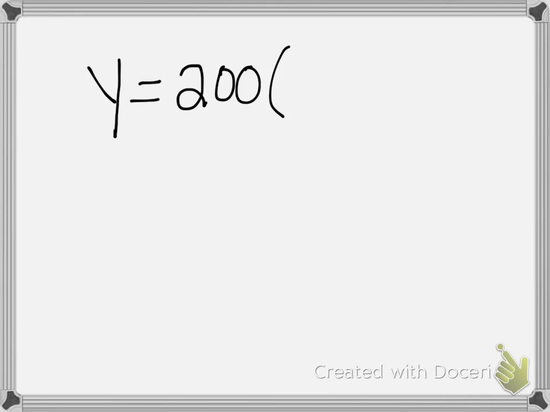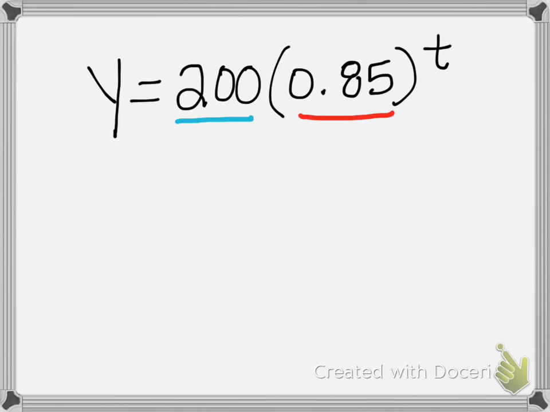So if I give you the example, y equals 200, and my base is 0.85 raised to t. So my initial value is 200, and my base in this problem is 0.85. I want you to find the rate. That is what I'm asking you to find. Again, the base, 0.85, is not the rate.